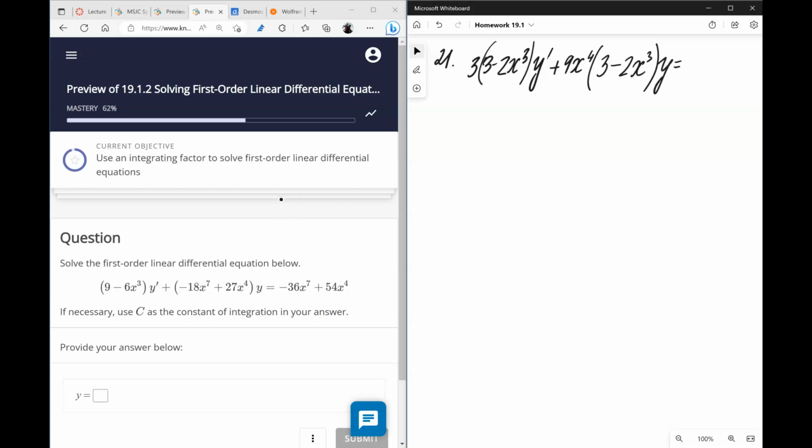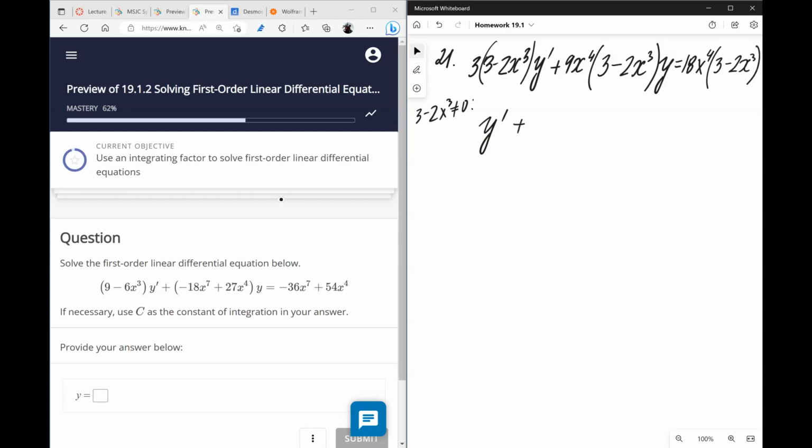We have y, and on the right side, what are we taking out here? 12? No. 9. 18. So we can take out 18x to the 4. So we have 3 minus 2x cubed. So if we divide everything by 3 minus 2x cubed times 3, so we have y prime. We're going to have to assume that 3 minus 2x cubed is not equal to 0.